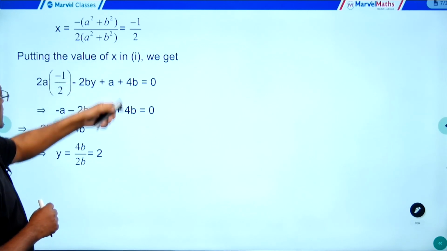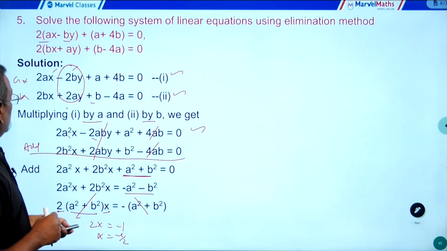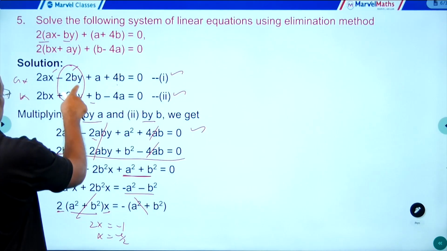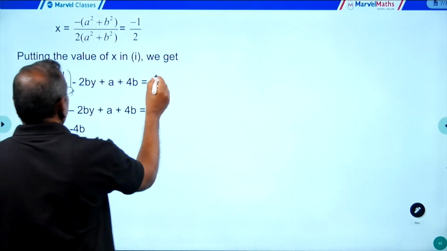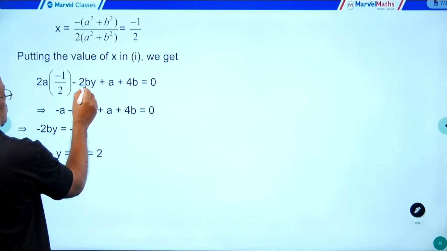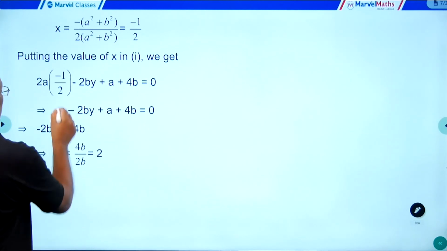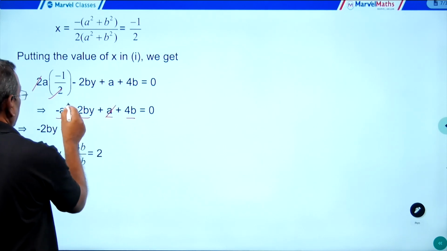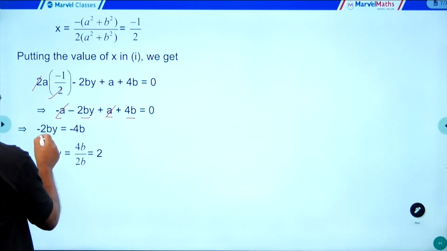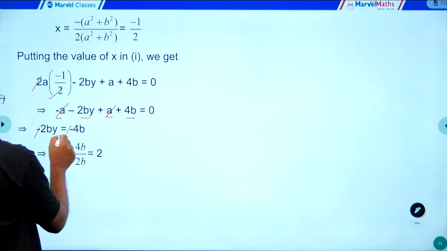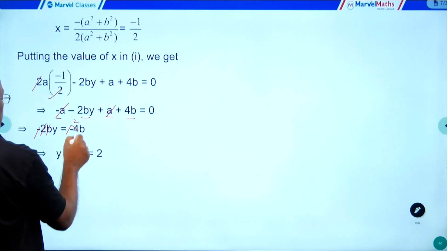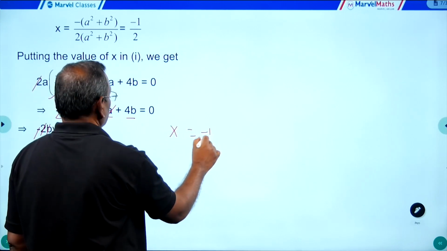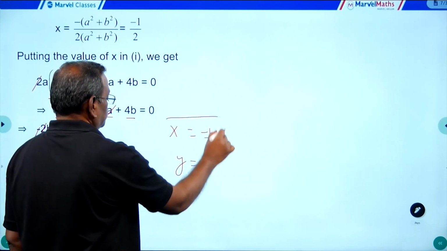I can substitute x equal to minus 1 by 2 in either equation 1 or equation 2. So if I substitute in equation 1, what is equation 1? 2ax minus 2by plus a plus 4b equal to 0, with 2a into minus 1 by 2 minus 2by plus a plus 4b equal to 0. So the a terms cancel: minus a minus 2by plus a plus 4b. Now I can cancel this. What is the remaining? Minus 2by equal to minus 4b, the minus signs cancel, this is 2 times, and b and b cancel. Therefore the value of y equal to 2. The final answer is x equal to minus 1 by 2 and y equal to 2.